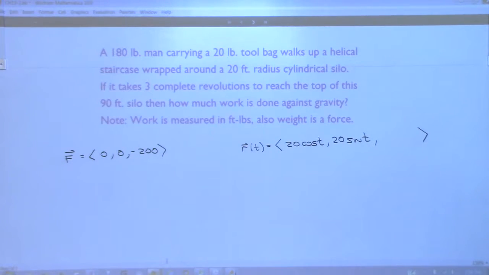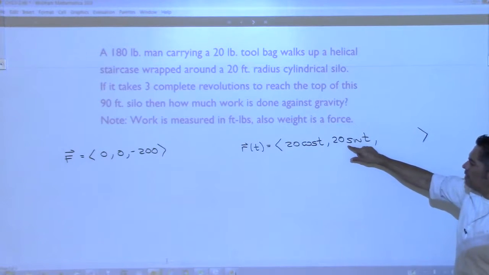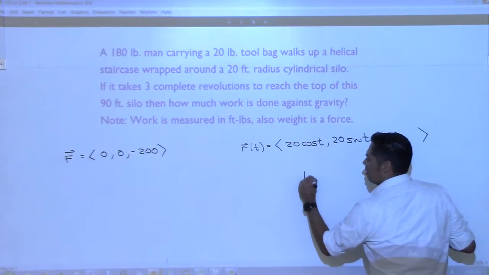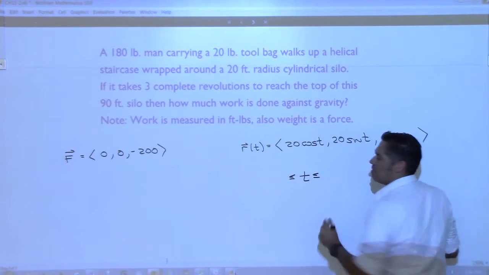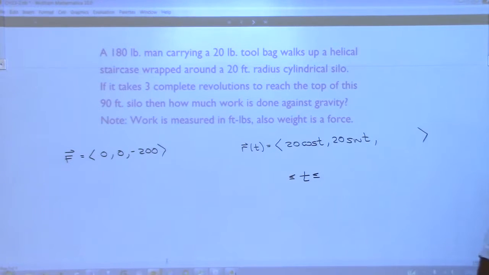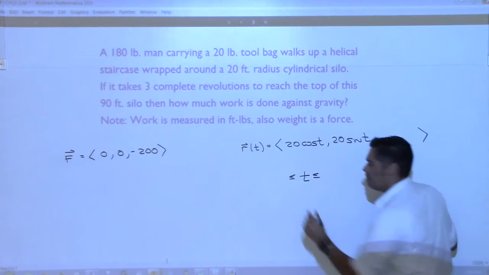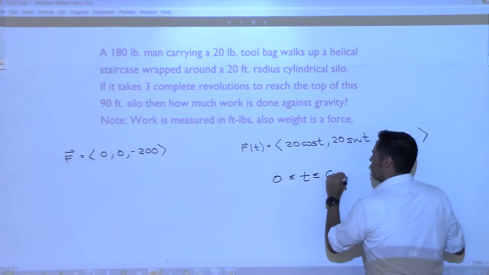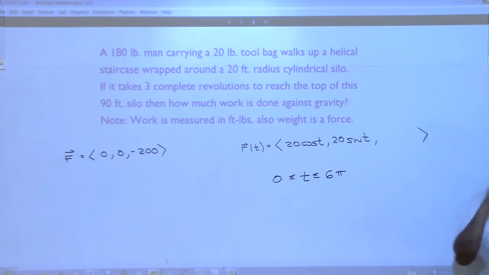What might help us here is, when we read the problem, it says it takes 3 revolutions to reach the top, right? So using these two component functions, what would my restriction on t have to be in order to make me go around 3 times? 0 to 6 pi. Right? 0 to 6 pi should make me go around 3 times completely.